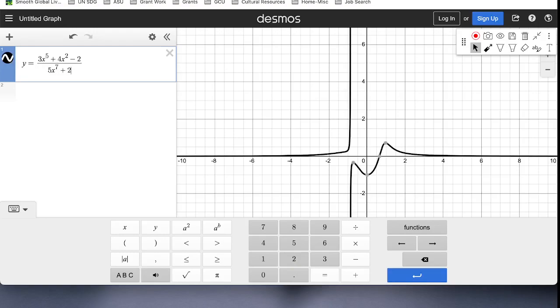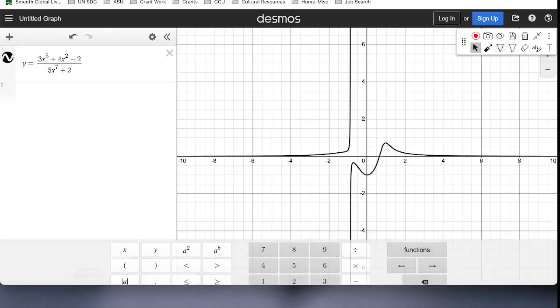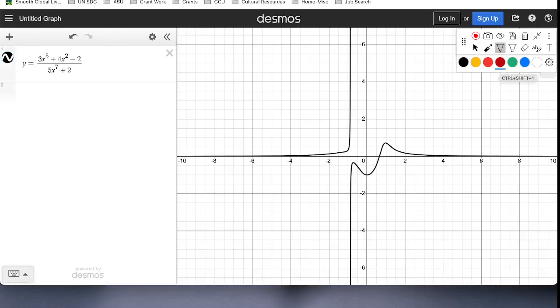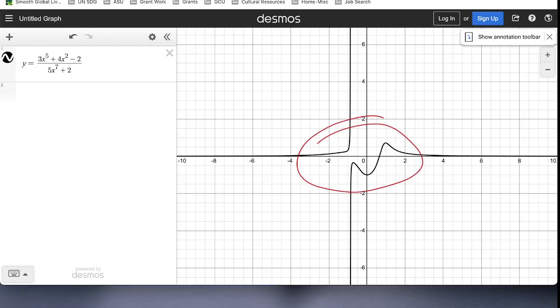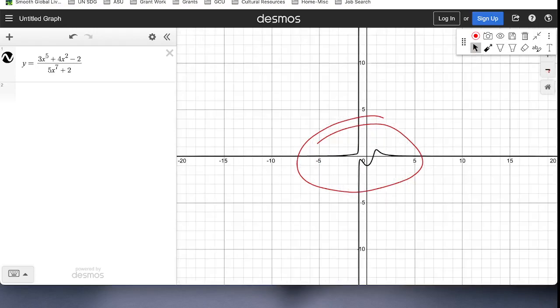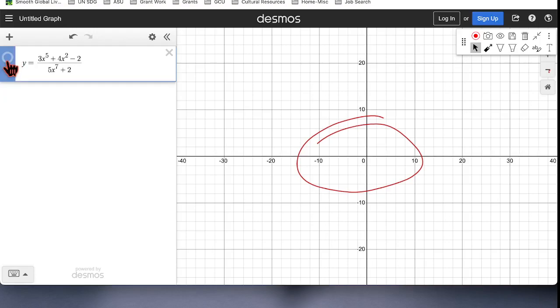Now, as you saw, everything I did does make a difference in how it looks here. But as I get out towards infinity, we just see that line. Maybe I should change the color on this one.